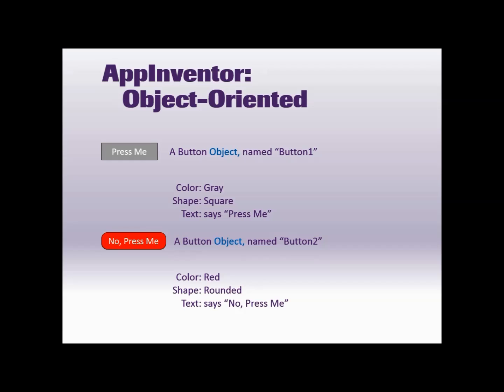Again, you can loosely think of objects as nouns, and the properties are the adjectives we use to help us describe that noun. And that's more or less what we want to think about when we think about object-based programming or object-oriented programming in App Inventor.